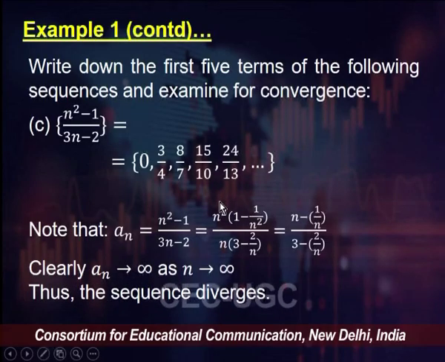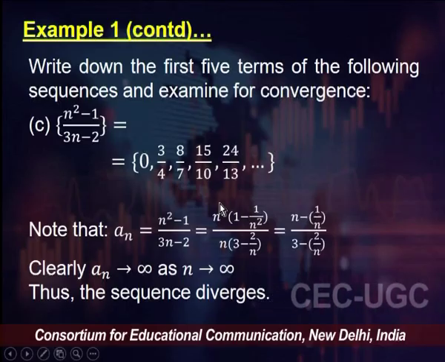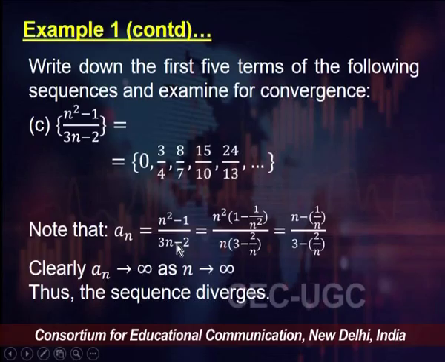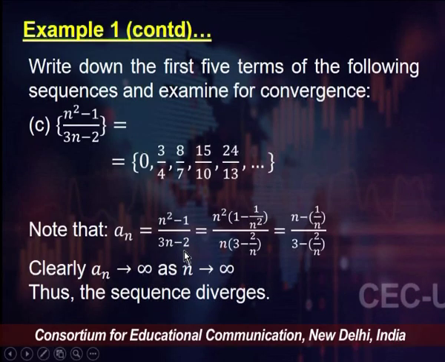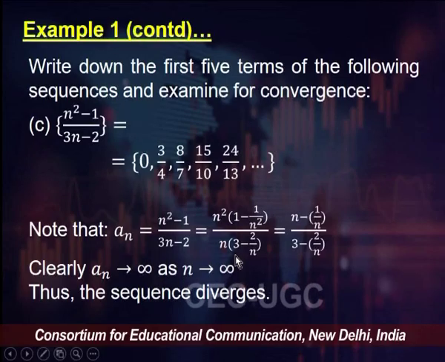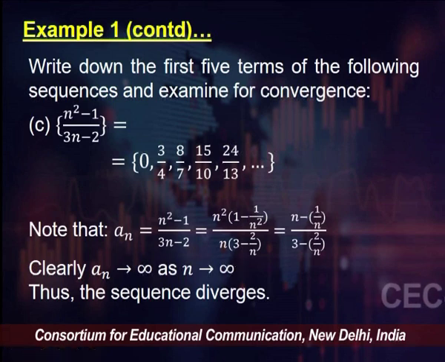To understand if the sequence converges, I will have to see what happens to the general term as n tends to infinity. In this case, the general term is (n squared minus 1) divided by (3n minus 2), which I can write by taking n squared common in the numerator. So, I get n squared times (1 minus 1 by n squared), and in the denominator I have n times (3 minus 2 by n).